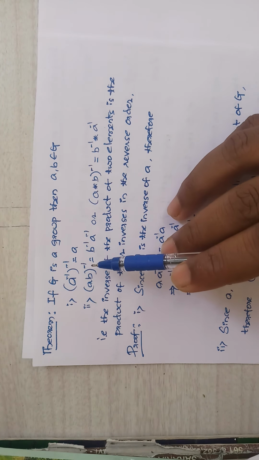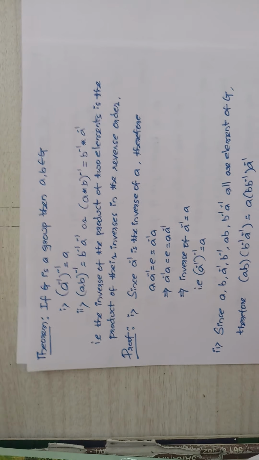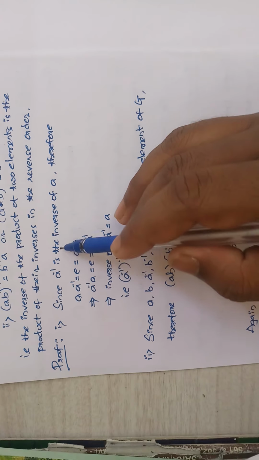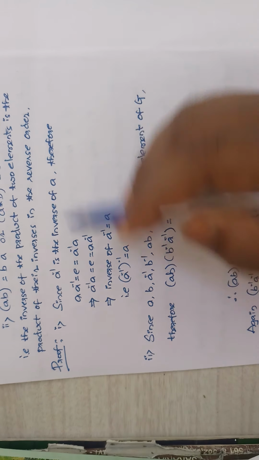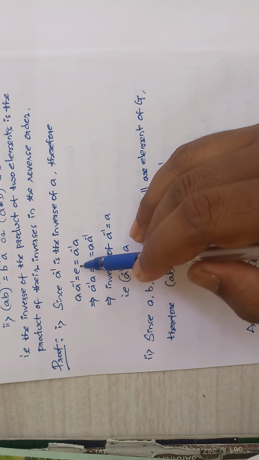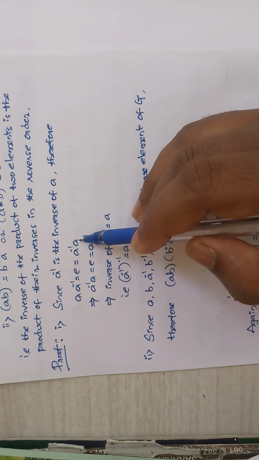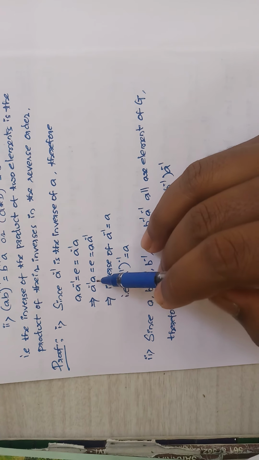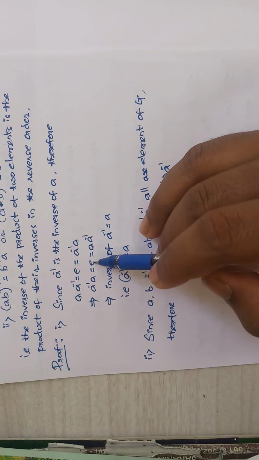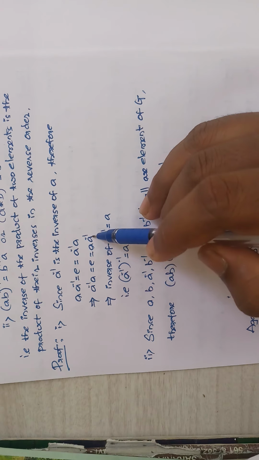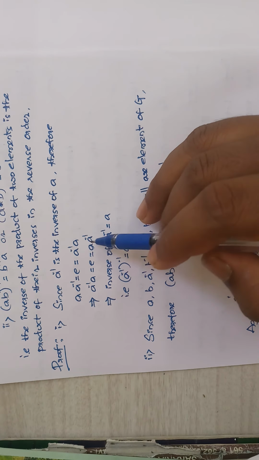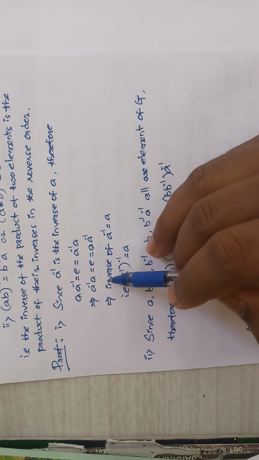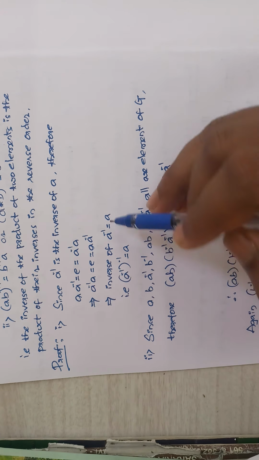Okay, so let me solve first, that is (a inverse) inverse is equal to a. So the solution for this is: since a inverse is the inverse of a, therefore a into a inverse is equal to e, and a inverse into a is equal to e. So that implies that a inverse into a is equal to e, which is equal to a into a inverse using commutative law. So that implies that the inverse of a inverse is equal to a.